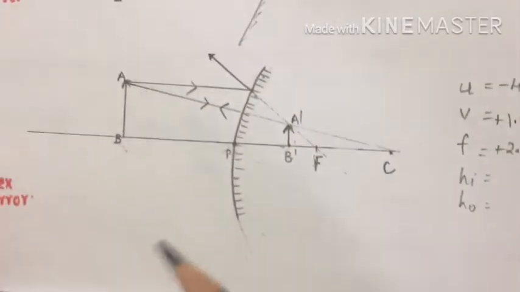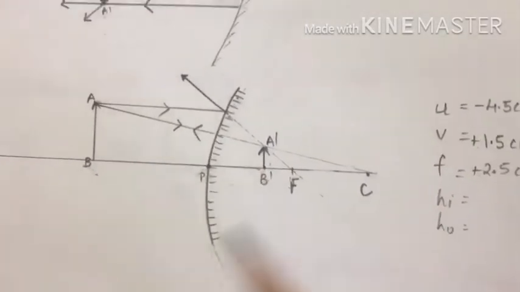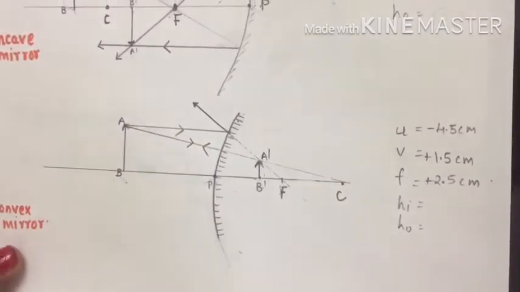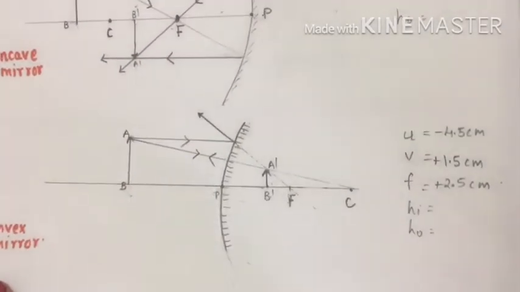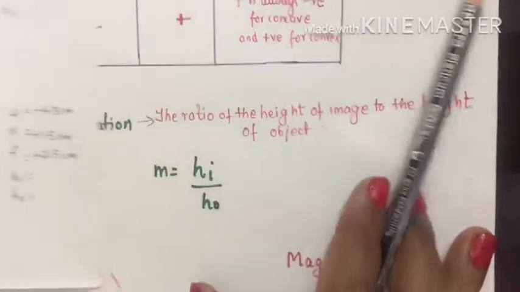Children, you can see I have written somewhere negative, somewhere positive. So why have I written this? Because I have written this object distance and image distance following these sign conventions. So next we are going to learn what are these sign conventions we have to follow using this mirror formula.